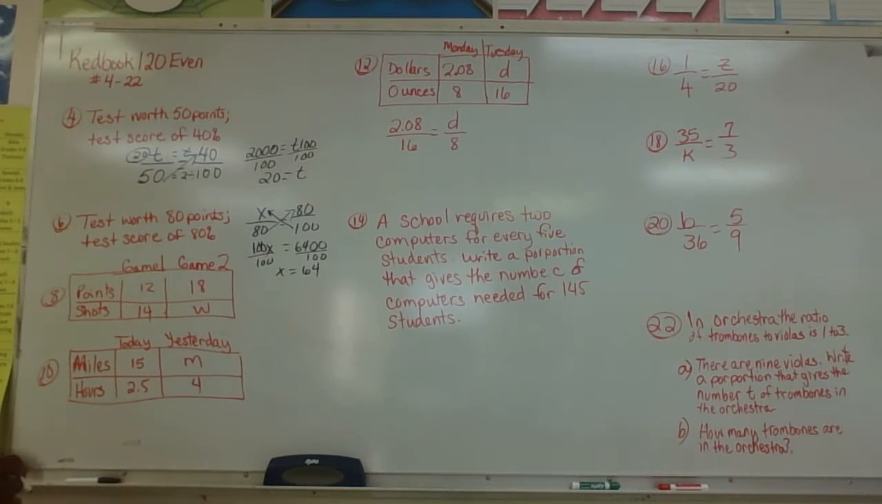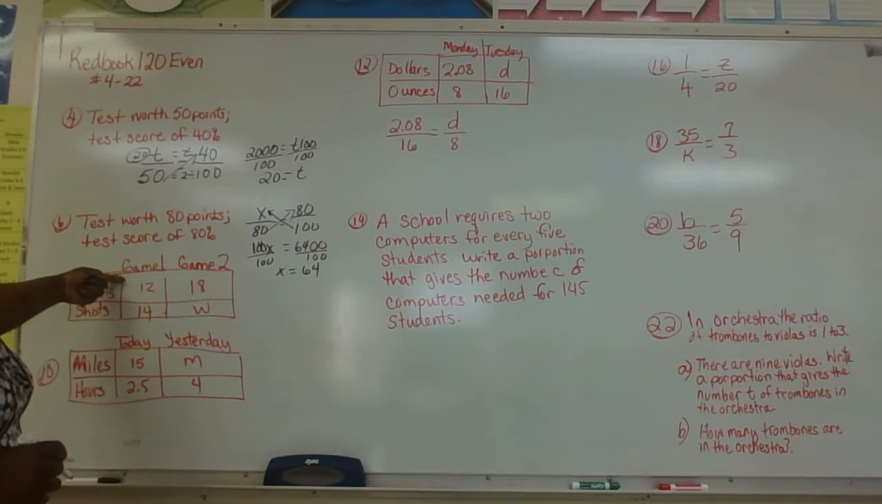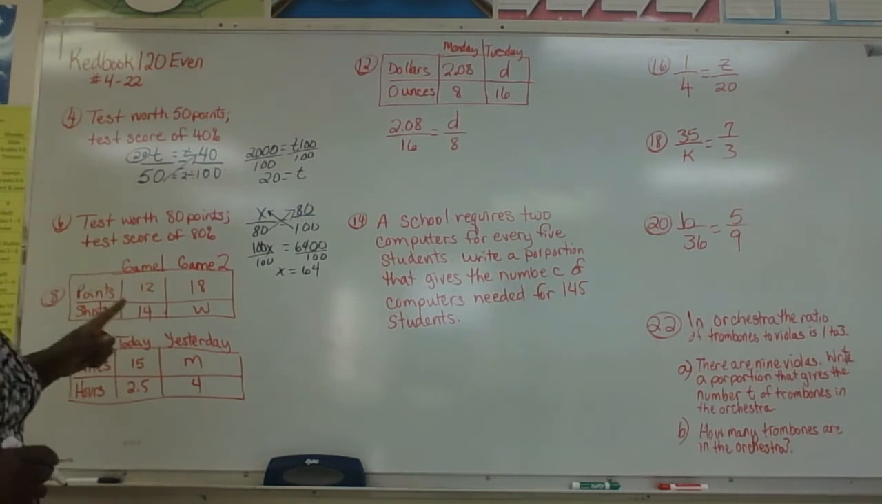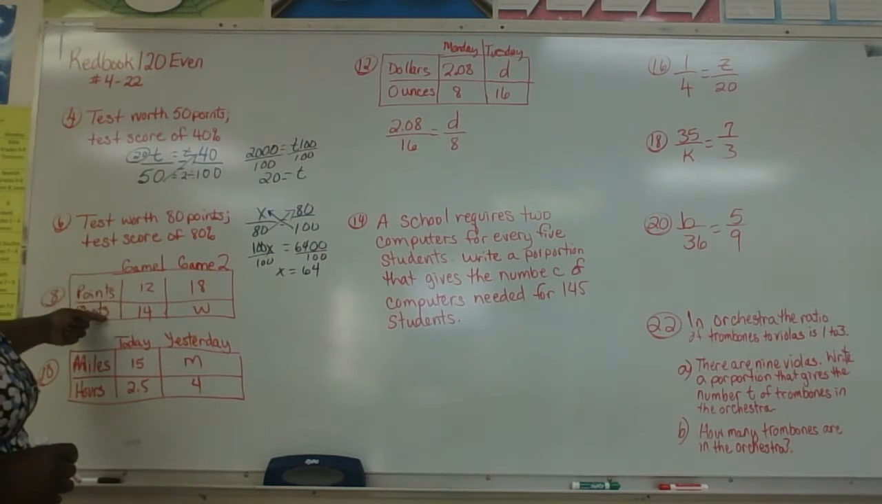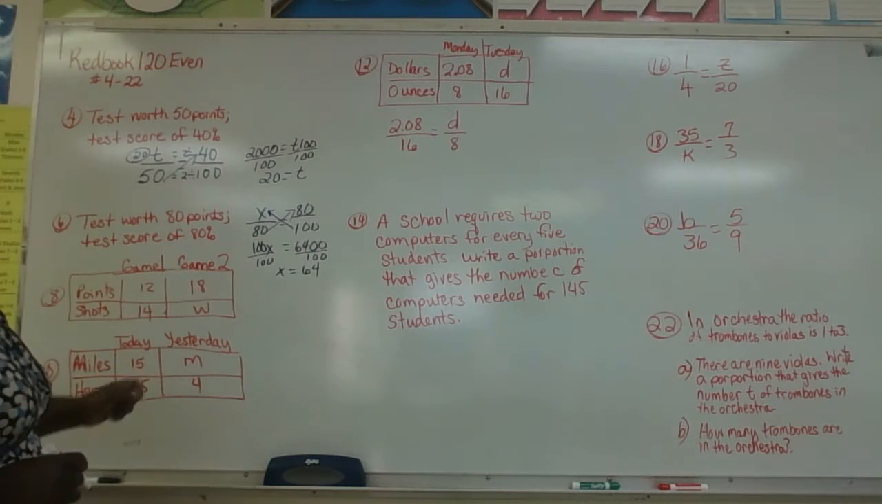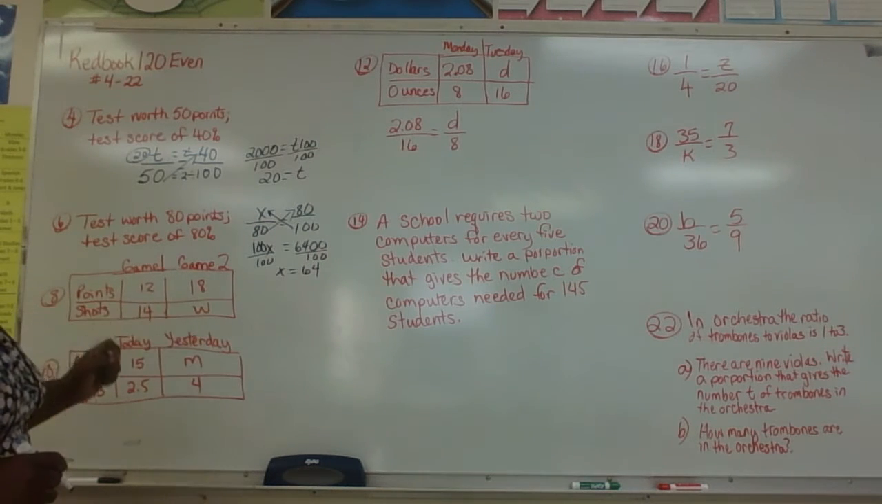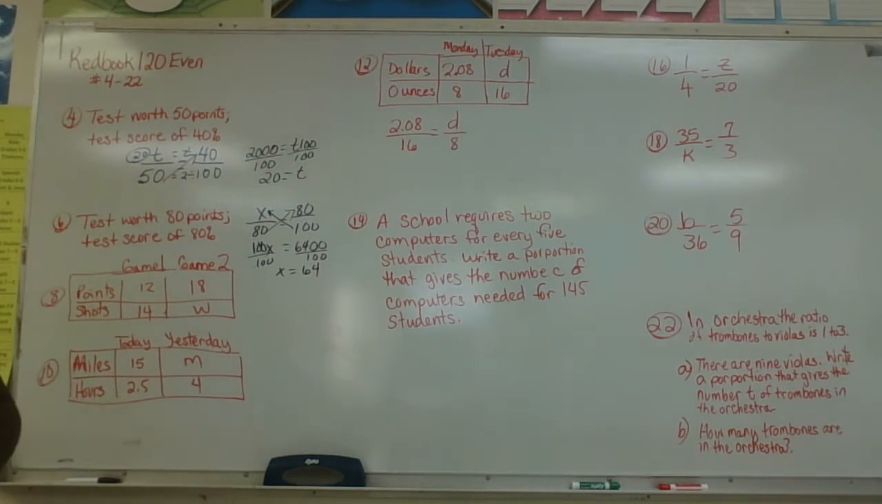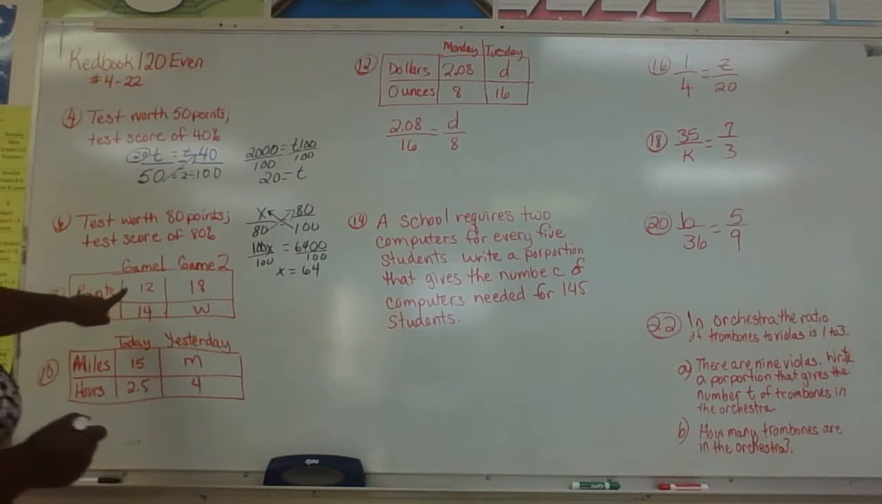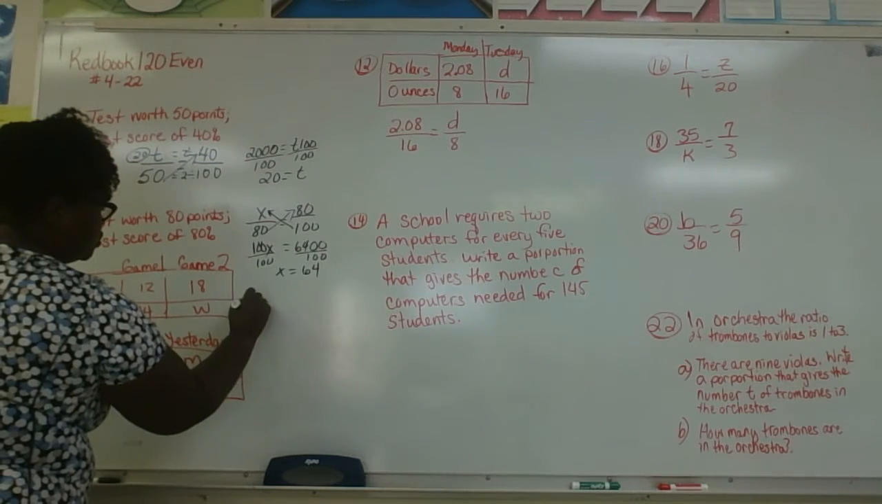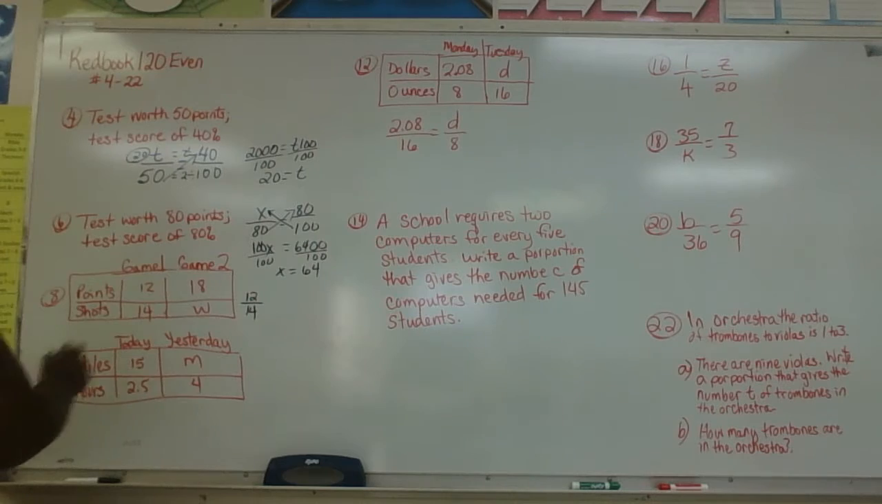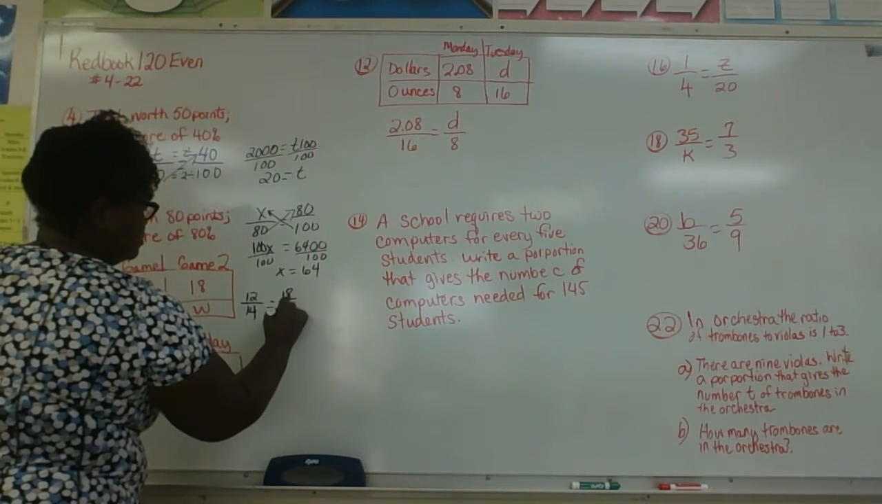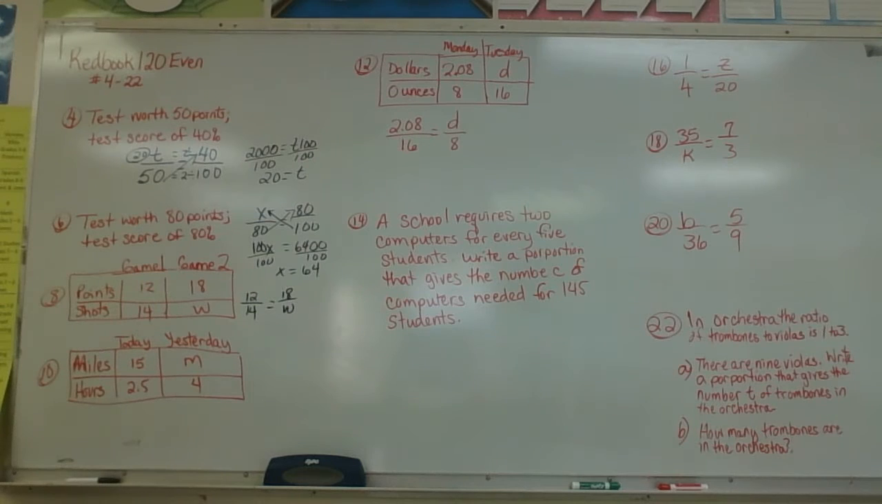Now, moving on to number 8. Number 8, we have a game, points, and shots for game 1. That's a ratio, a comparison. The points to the shots. Game 2, 18 points and the number of shots unknown. And so we are asked to use the table to write a proportion. So here we have a ratio here, which is 12 to 14, and then we have here 18 to W. And therefore there we have our proportion.